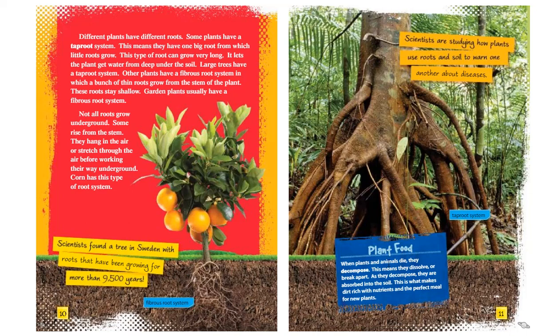As for plant food, when plants and animals die, they decompose. This means they dissolve or break apart. As they decompose, they are absorbed into the soil. This is what makes the dirt rich with nutrients and the perfect meal for new plants.